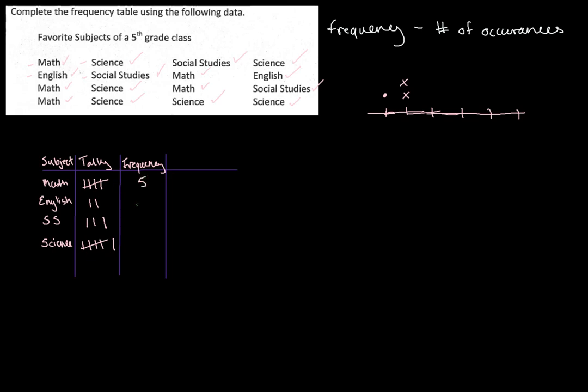So we'll write 5. For English, we had 2 tallies. For social studies, we had 3 tallies. And for science, we had 6 tallies. Okay. So far, we've created our frequency table, and we've given the tally and the frequency.